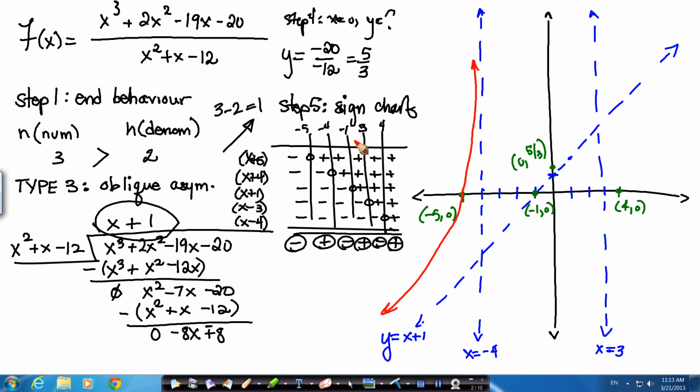Between negative 4 and negative 1, our function is negative. Between negative 1 and 3, our function is positive, and we're going to go through our x-intercept point there. Between 3 and 4, our function is negative, and anything greater than 4, our function is positive. So this is an example of a type 3 rational function with an oblique asymptote at y equals x plus 1. Hope this works.